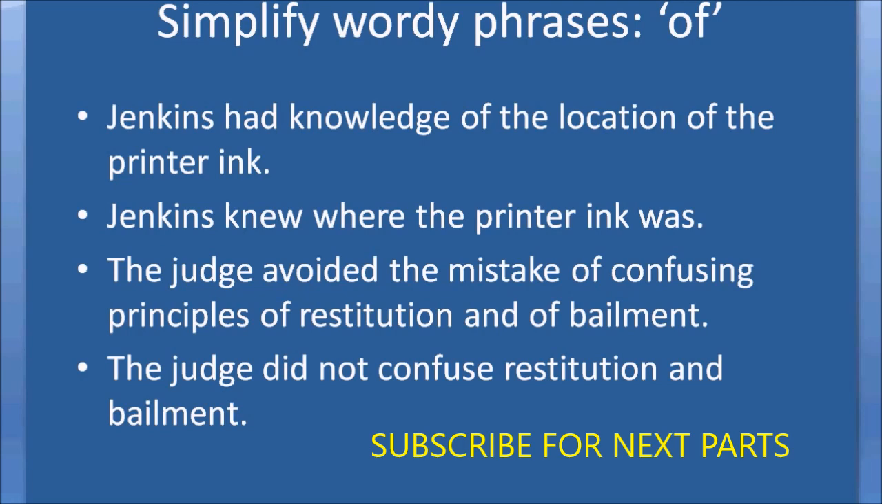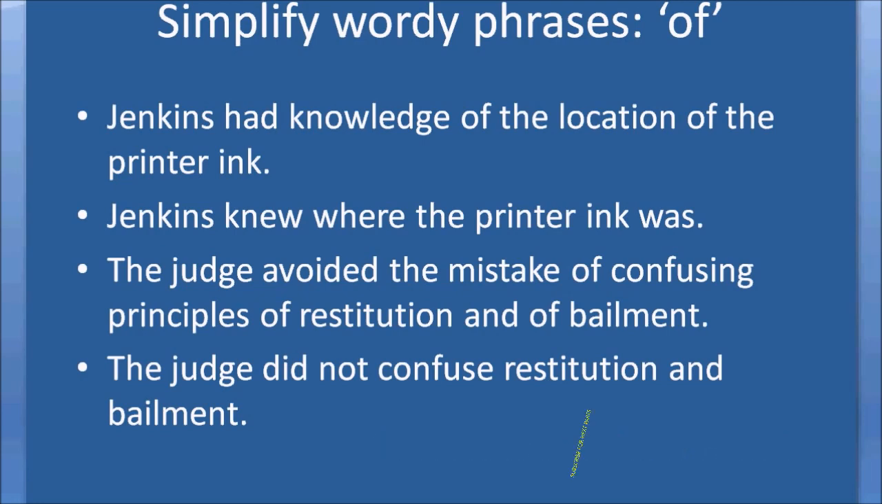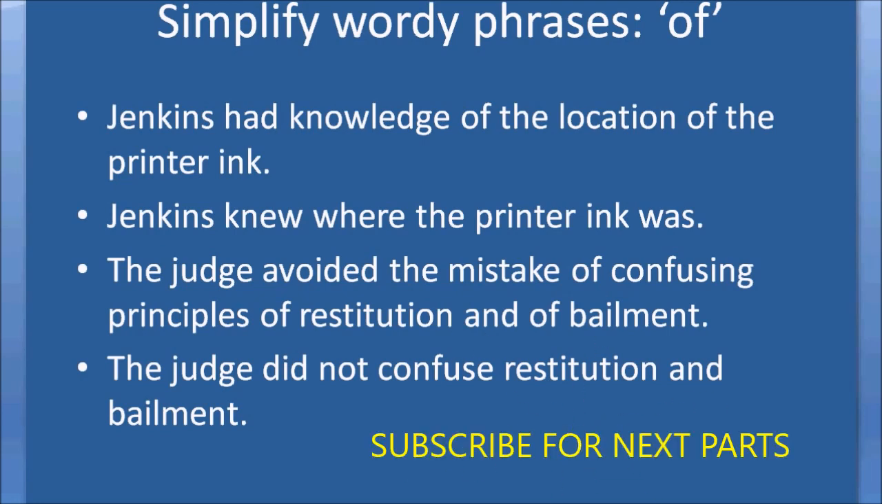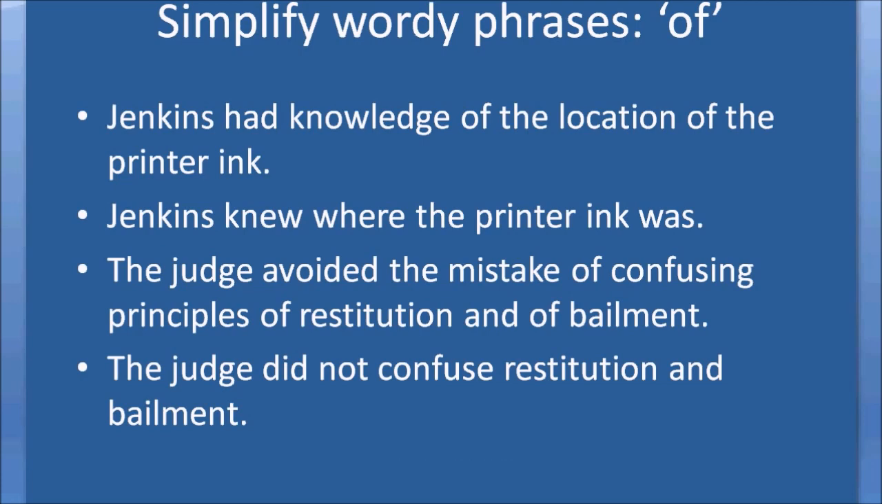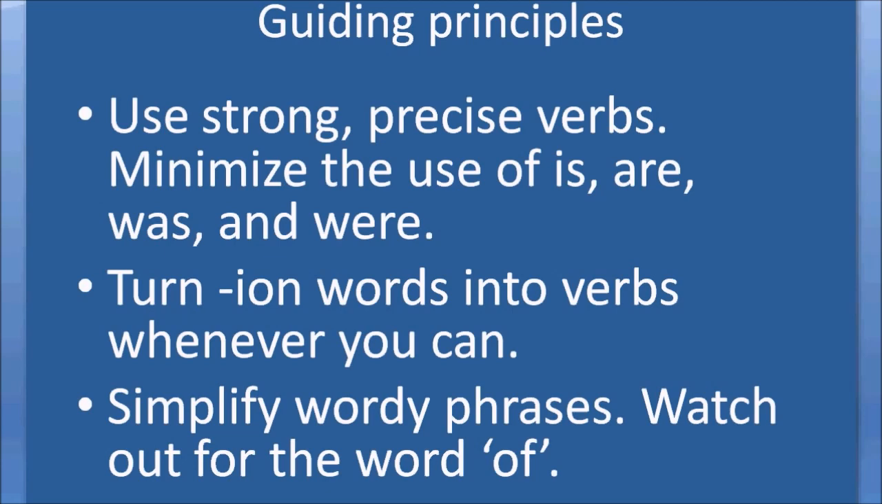So those uses of, and you'll probably find you're using of a lot in any sentence running past 20, 30, 40 words, are often a signal that there is a simpler possibility out there that you could be applying. So what we've discussed in this, our third screencast, is using strong, precise verbs instead of is, as, was, and were in combination with some other noun, turning shun words into verbs, and simplifying wordy phrases by watching out for of in particular.